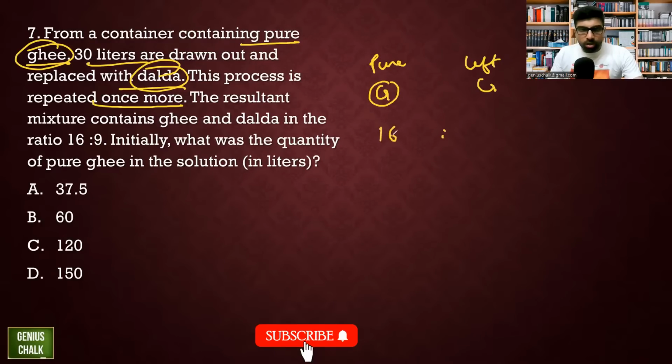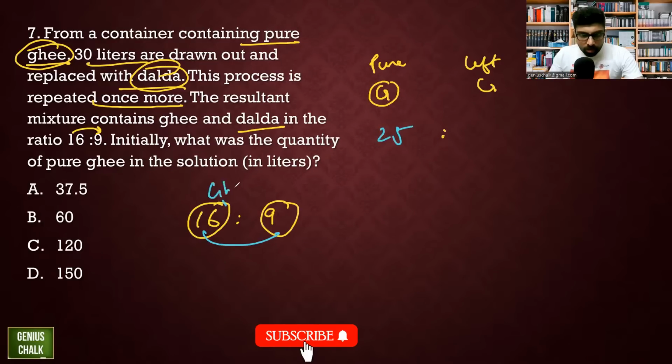So pure ghee was 16? No. Pure ghee has to be 25 because 16 is the amount of ghee left and 9 is the dalda which has been replaced for ghee. So the total has to be 25. Now the left part of ghee must be 16. And as I said, if this operation is done once more, that means take the square root. So it has come down from 5 to 4.